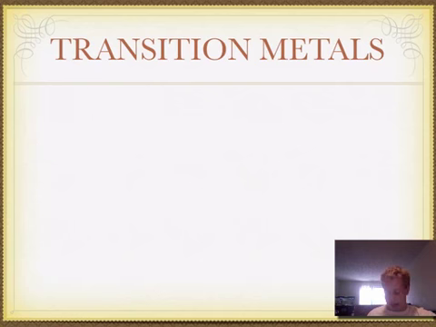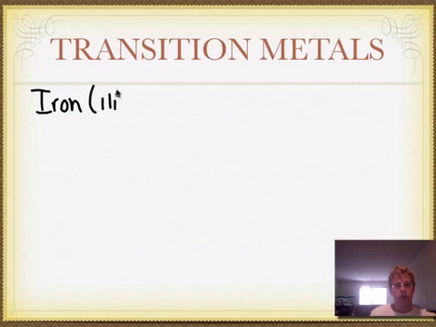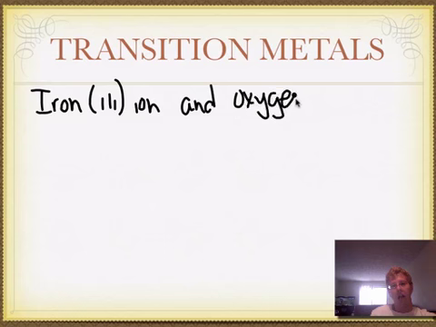So if we were to do an example with this, if I told you that we were going to use iron 3 ion and oxygen. Okay. Iron 3 is going to be a positive 3 charge, and we got that because of the Roman numerals. Oxygen, if you know oxygen from before, has a minus 2 charge.